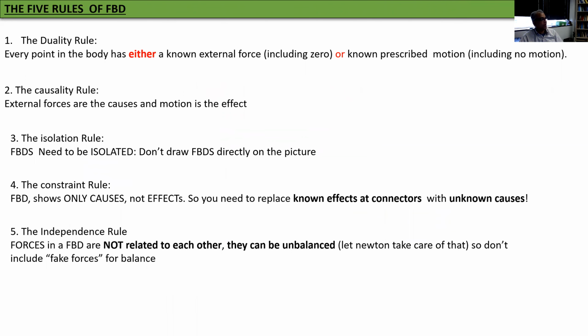So the 5 rules of free body diagram, let us summarize. We started out with the duality rule. Every point in the body has either a known external force, including zero external force, or known prescribed motion, including no motion. The causality rule says external forces are the cause and motion is the effect. The isolation rule says FBDs need to be isolated. Don't draw FBDs directly on the picture. The constraint rule says FBD shows only causes, not effects. So you need to replace known effects at connectors with unknown causes.